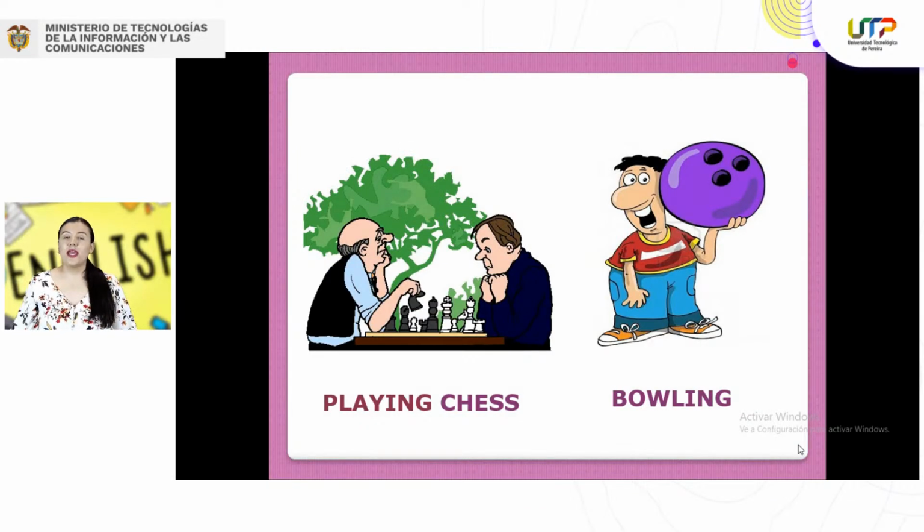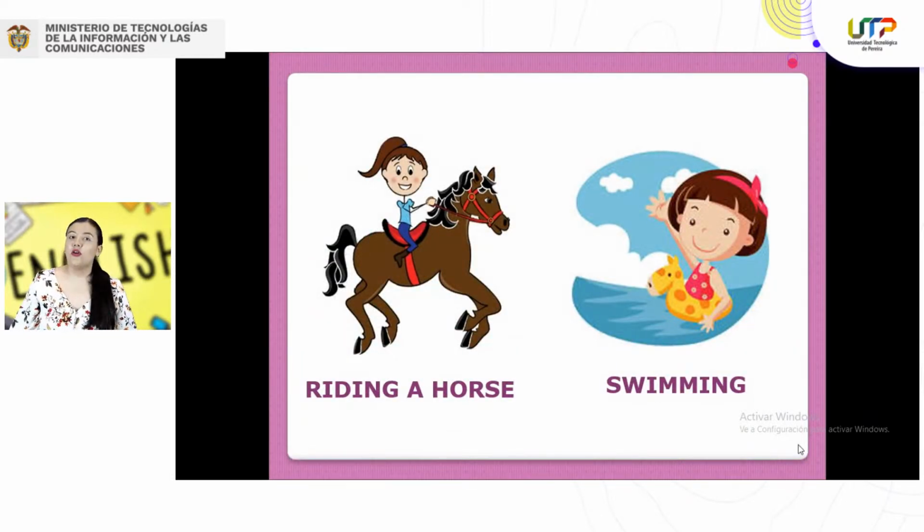Look at this one, board games. No podemos sacar de la lista de leisure activities los juegos de mesa, ¿cierto? Playing chess. So that is the one that we have in this one. Very good, playing chess. Bowling, yeah, when you go to the shopping mall, for example, here in Pereira, we got Victoria, and we can go bowling in that shopping mall. Riding a horse is another one, and swimming.